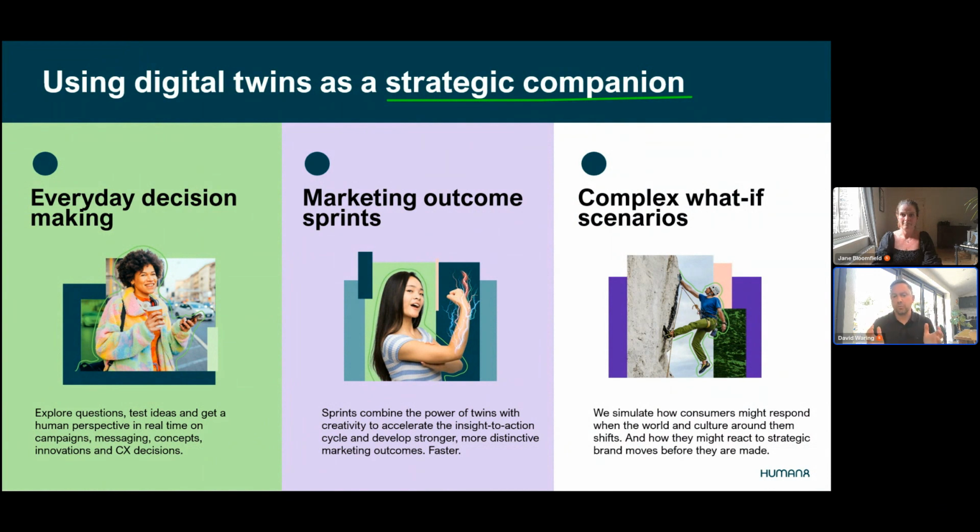Marketing outcome sprints as well. So combining the power of twins with creativity to help accelerate that insight to action, giving you more distinctive marketing outcomes as well in a much quicker speed. And then finally, the complex what-if scenarios. So simulating how consumers might respond when the world and culture around them changes as well.